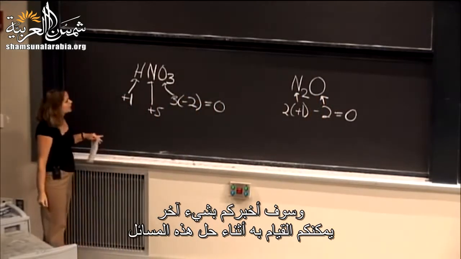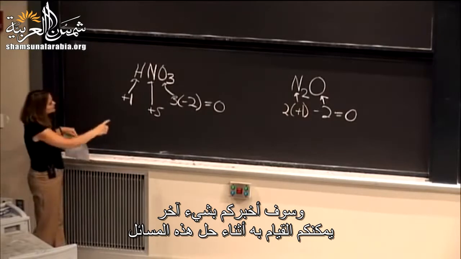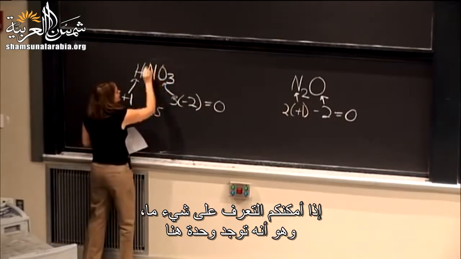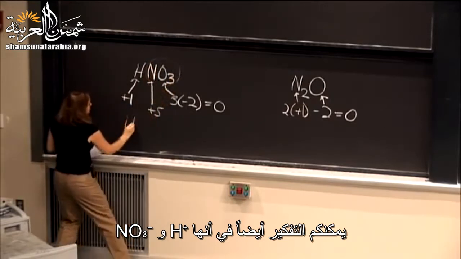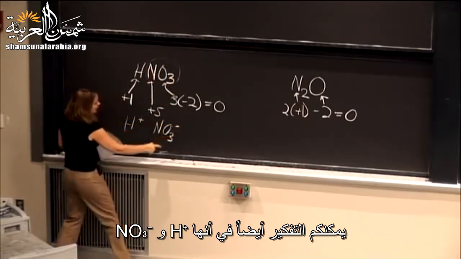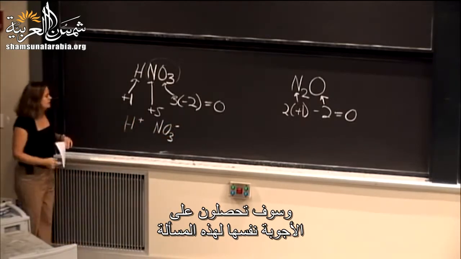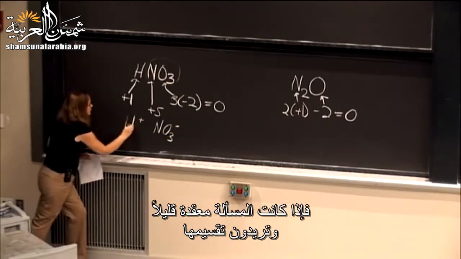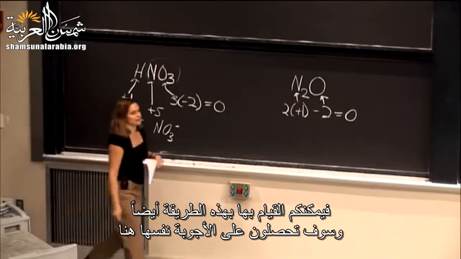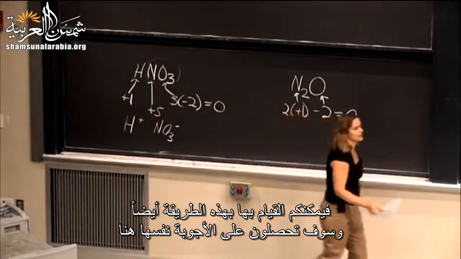And I'll just tell you another thing you can do in doing these problems. If you recognize that something is often seen as a unit, you can also think about HNO3 as H plus and NO3 minus, and you would get the same answers to the problem. So if it's a little complicated and you want to break it apart, you can do that too. You'll get the same answers there.